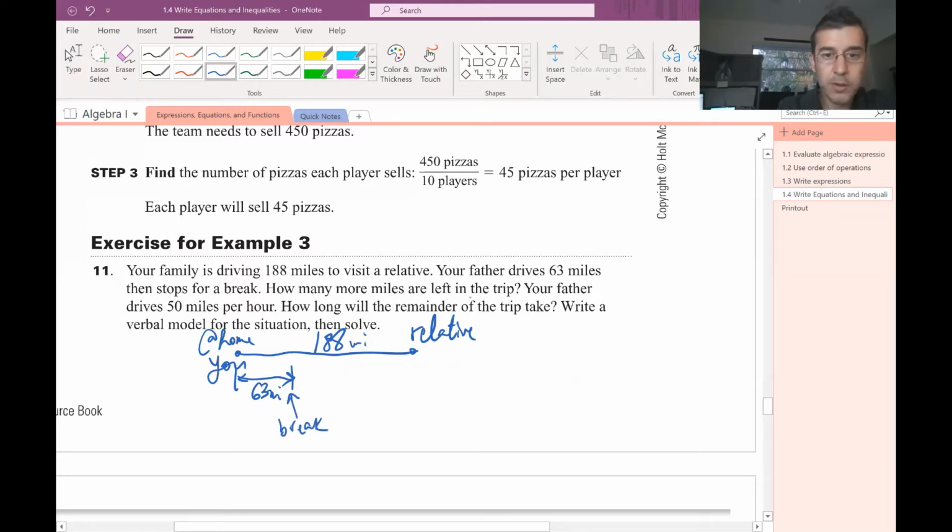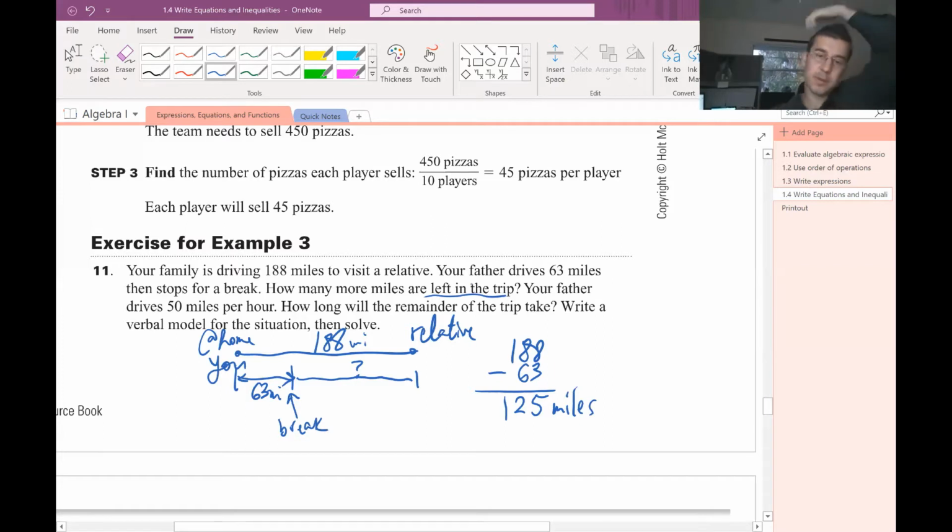How many more miles are left in the trip? So how much is this? It's basically 188 minus 63. Right, so 188 minus 63. 8 minus 3 is 5. 8 minus 6 is 2. 125 miles is left in the trip.